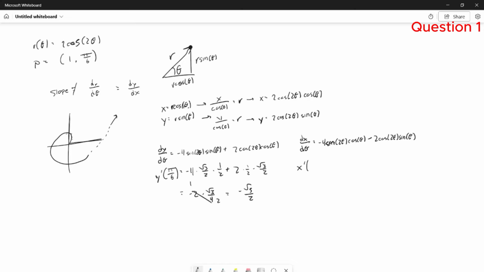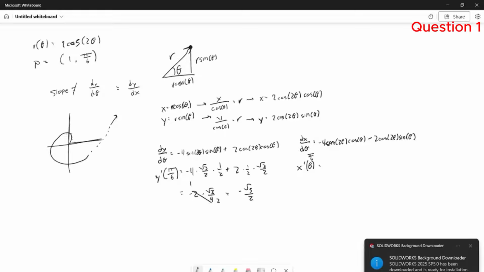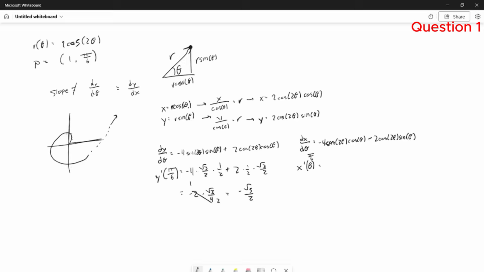We can do the same thing for x prime of theta. We plug in pi over 6 for this. This becomes negative 4 times sine of pi over 3, which would be 1/2, times cosine of pi over 6, which is root 3 over 2.